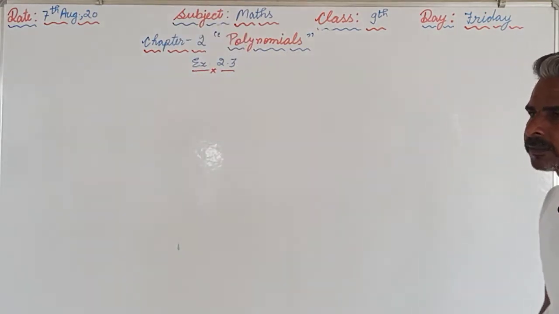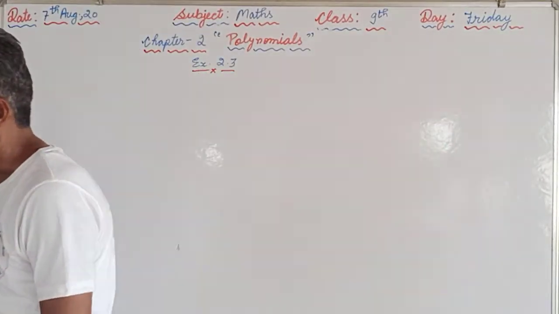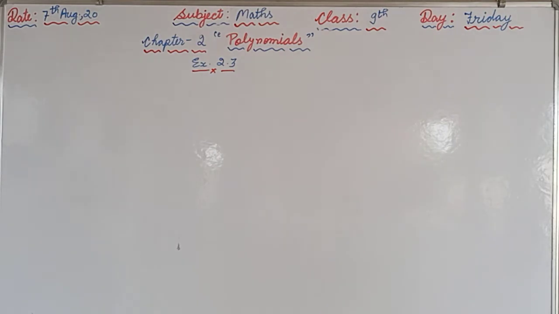This video is for class 9th and the subject is maths, and we are continuing the same chapter, that is chapter number 2, polynomials. We have already completed exercise 2.1 and 2.2, and now we are continuing exercise 2.3. As you know, we have already completed up to question number 2, so we will start question number 3.